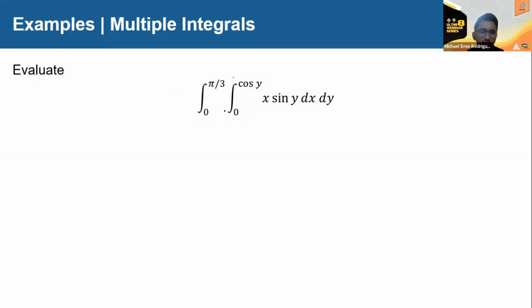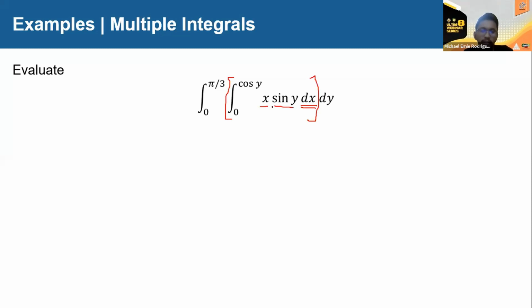So this, the one inside, up to the dx. So if we evaluate this first, we evaluate the integral of sine y dx with limits from 0 to cosine y. So we will be integrating with respect to x. Okay, dx kasi ito, with respect to x. So ang i-integrate natin yung x. Ang mangyayari sa sine y to eh.